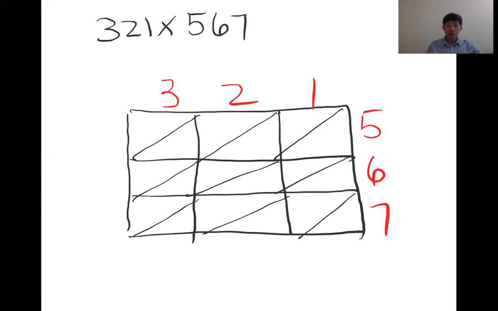5 times 1, 5, 0, 5. 6 times 1 is equal 6. 7 times 1 is equal 7. 2 times 5, all right? 2 times 5 is 10. 2 times 6, 12. 2 times 7, 14.